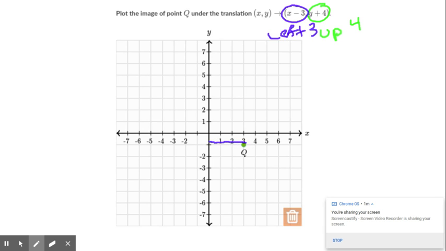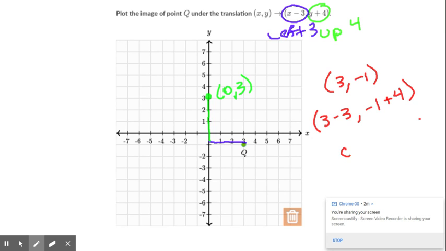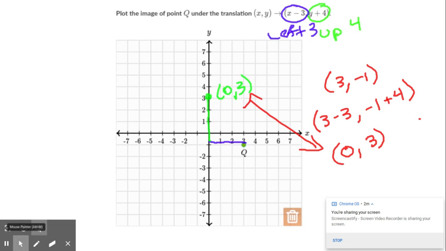So left 3 would put me right there. And if I go up 4, 1, 2, 3, 4, that puts me right there at my final point, (0, 3). Your other option is you could have been an adder subtractor. So if we're an adder subtractor here, what we can do is take our original point, which is at (3, -1), and go through with the math that they asked me to do. They want me to subtract 3 from the x coordinate and add 4 to the y coordinate. Well, 3 minus 3 is 0, and negative 1 plus 4 is 3, again confirming our answer of (0, 3). Doesn't matter which way you do it. One more.